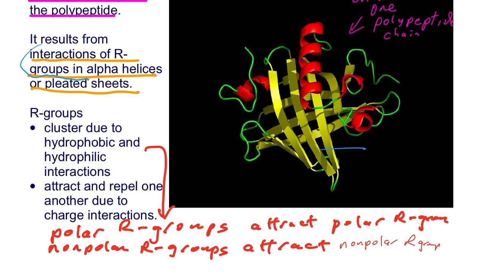Right here you can see these flat yellow bands that are really folded. Those are pleated sheets or beta sheets, and then these curly red ones are alpha helix. But the whole thing, the whole colorful thing, is one polypeptide, one protein molecule.